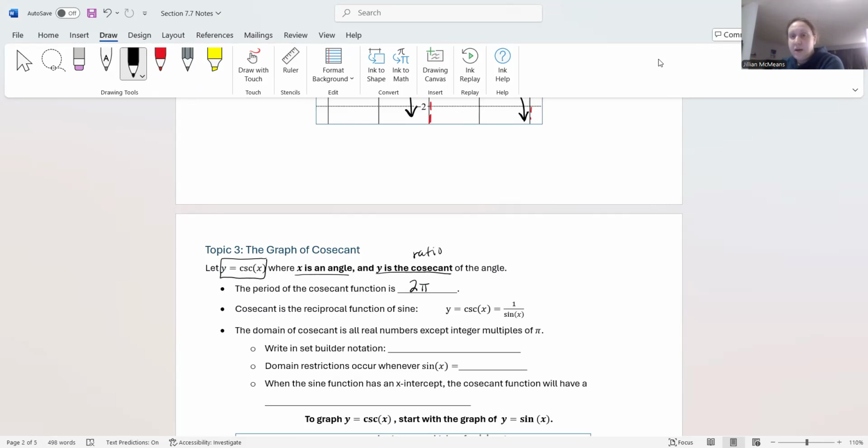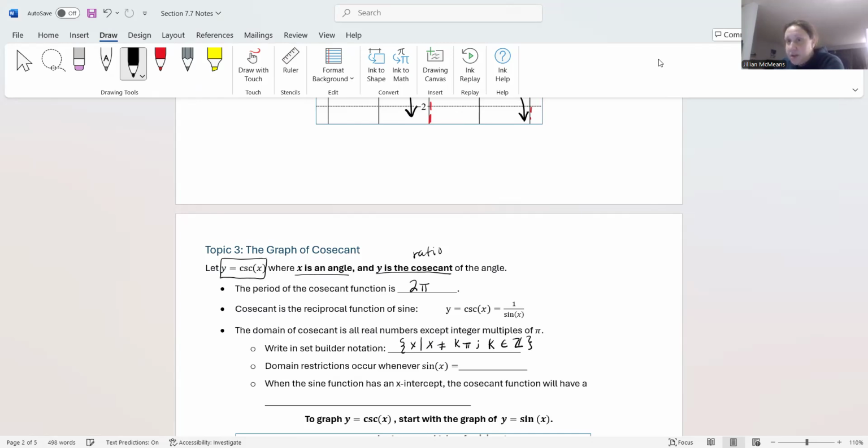Now, the domain of cosecant, we found this out back in 7.5. The domain of cosecant is all real numbers except integer multiples of pi. Now that we're back to just the regular xy plane, we can write that as: we're looking for values of x such that x is not equal to pi times k, where k is an integer. That represents integer multiples of pi. So we would write k times pi, such that k is an element of the integers.